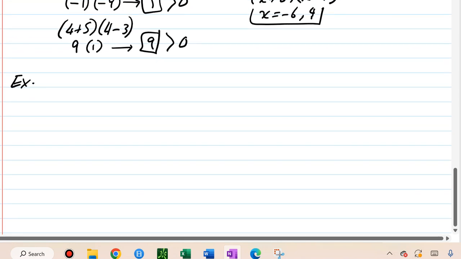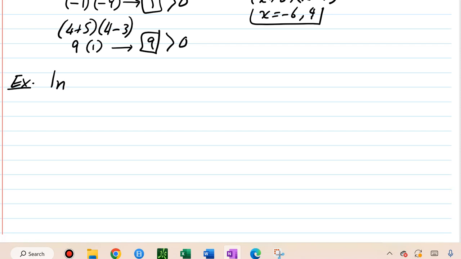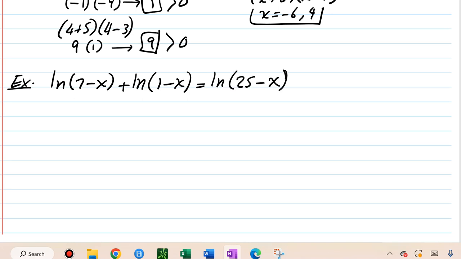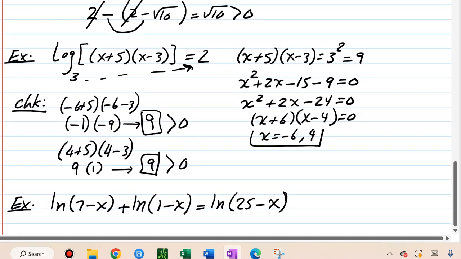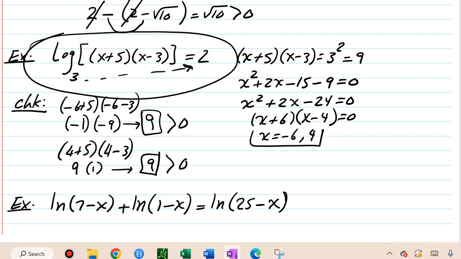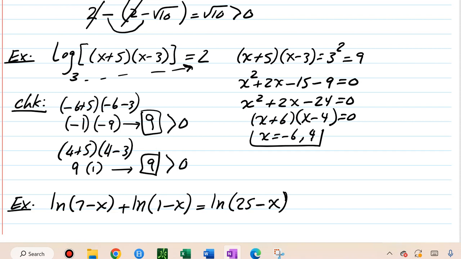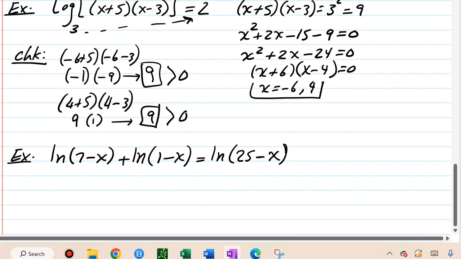Now, in our next example, we have ln of 7 minus x plus ln of 1 minus x equal ln of 25 minus x. And also it's important, by the way, folks, when we verify the answers, we always go to the original equation to check it. And this is what the original is. We don't check them in equations that are in between, that are manipulated. That's very important to remember. So checking in the original, it worked, and that's good enough.